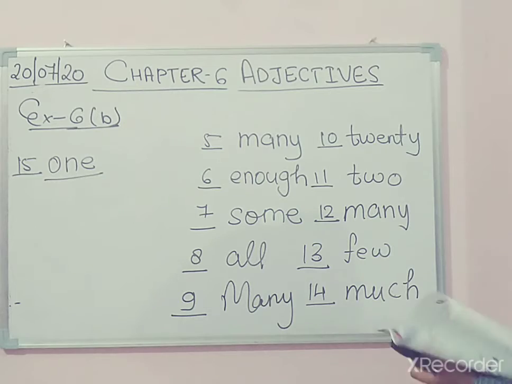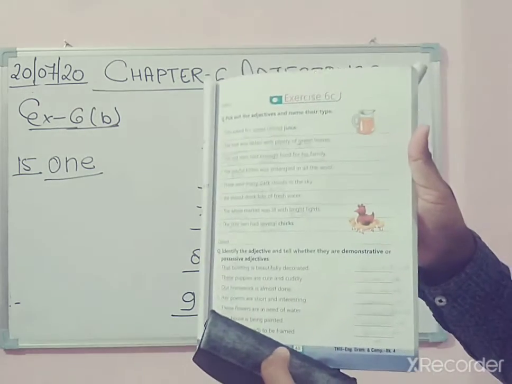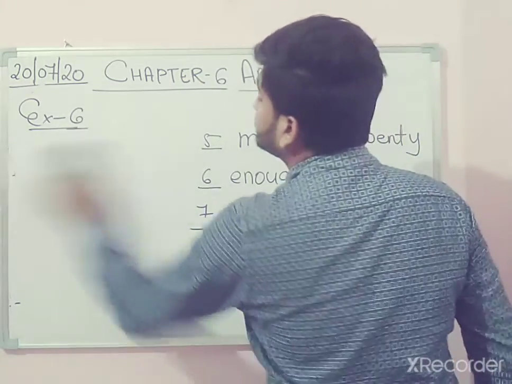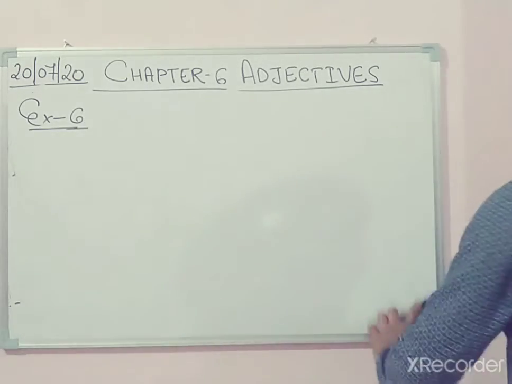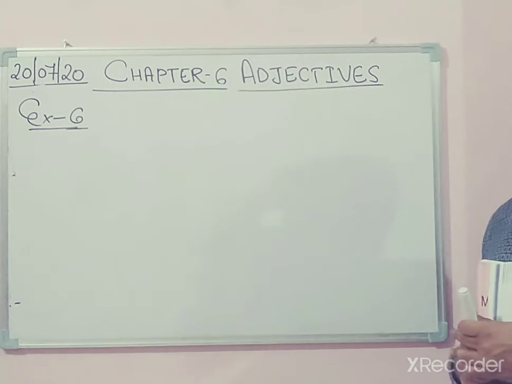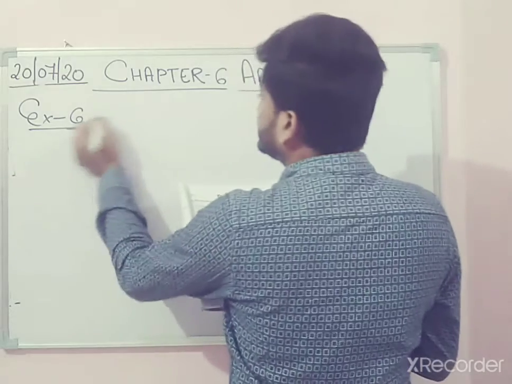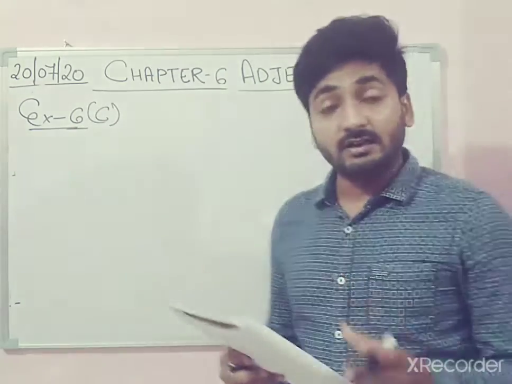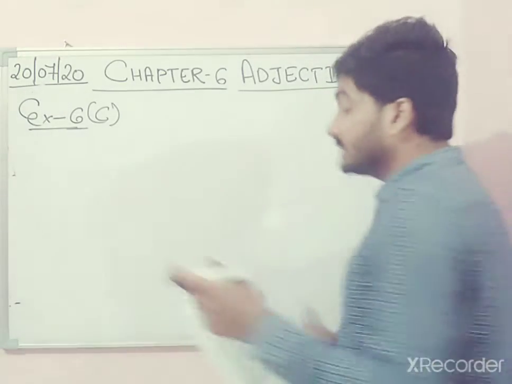Now turn your page and come on page number 43. Page number 43, where we have exercise 6c. If you haven't written it, then please don't worry. Just pause this video and you can note it down. Now exercise 6c. It is asking that pick out the adjectives and name their types. First we have to pick out the adjective, then we have to write its type.